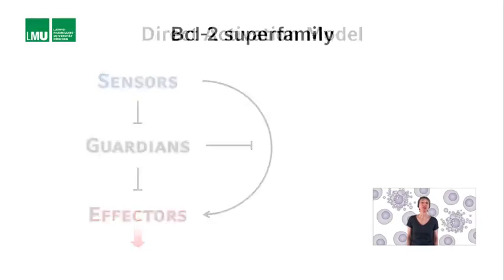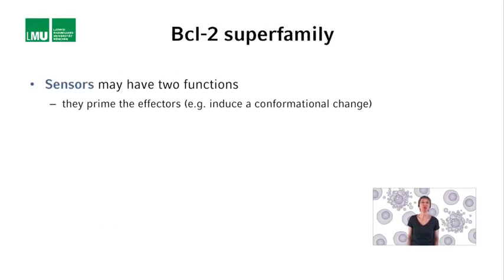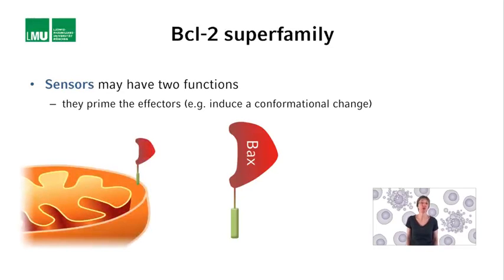Finally, there's evidence that sensors actually do 2 things. There's evidence that first they get the effectors ready or primed. In the case of Bax, this involves a change in the structure of Bax, which exposes its hydrophobic tail and causes Bax to relocalize to the outer mitochondrial membrane. Remember, that's where BCL2 and actually most of the BCL2-like proteins are located.